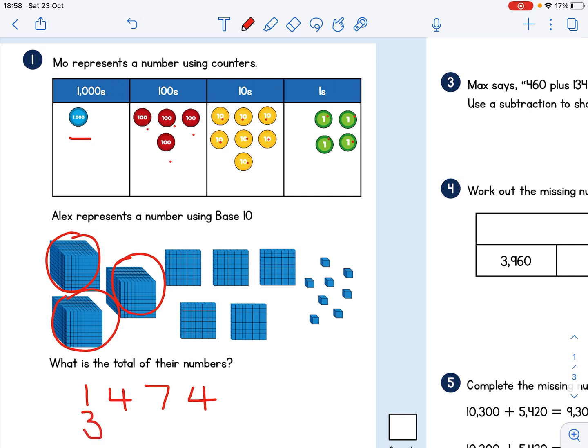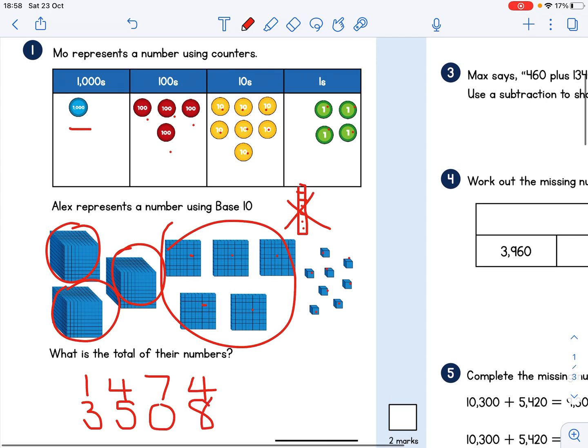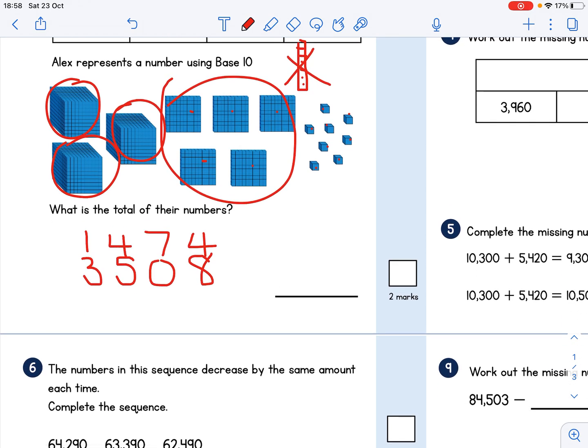Then we look at Alex, and these blocks here represent thousands, so there are 3 of them. So we know we've got 3,000. These represent our hundreds, and we've got 1, 2, 3, 4, 5. We have no tens. They would be the long sticks in blocks of 10 like that, but we don't have any of those, so we have no tens. And we have 1, 2, 3, 4, 5, 6, 7, 8 ones, and then we add them.